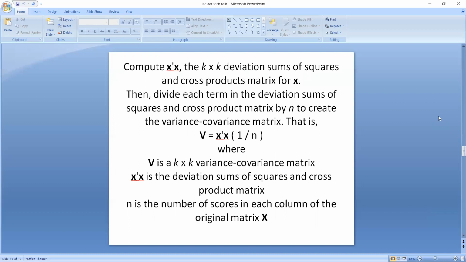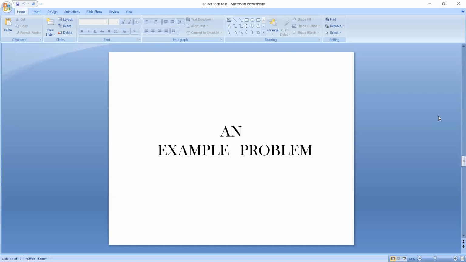That is, capital V is equal to X dash X multiplied by 1 by n, where V is the k by k variance covariance matrix which is obtained. X dash X is the deviation sums of squares and cross products matrix, and n is the number of scores in each column of the original matrix capital X.